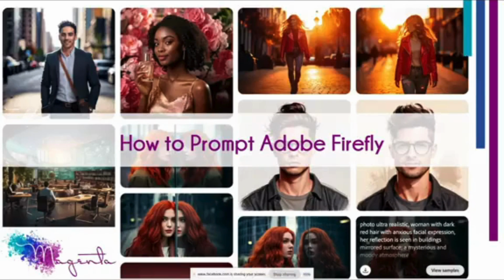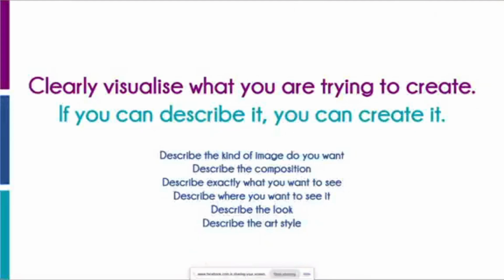All right, so let's start here. We're going to start off with trying to get the best kind of image from whatever AI tool you are using that can do text to image. So think about this. If you can clearly visualize what it is that you are trying to create, so if you can see it in your mind's eye, and if you can describe it to a friend or a colleague, then you can create it.